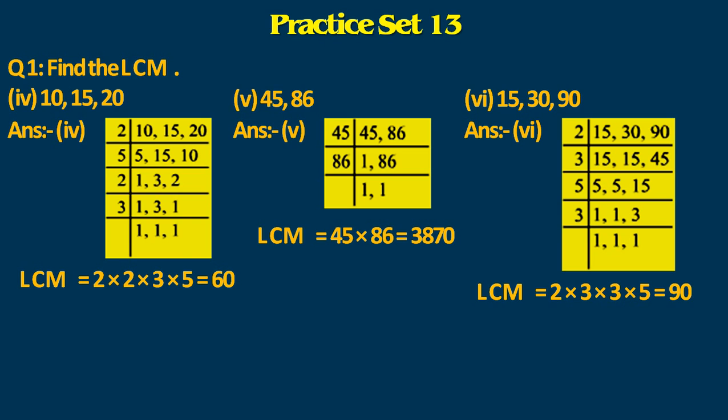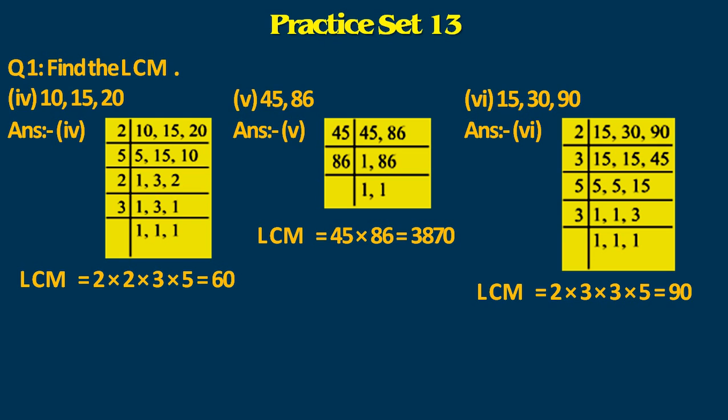1, 3 and 2. Nothing is common. So 2 1s are 2. 3 you will take it down. Again only 3. So 3 1s are 3. Now at the end of the sum you have got 1. So the LCM now will be 2 multiplied by 5 multiplied by 2 multiplied by 3. So 2 2s are 4. 4 3s are 12. 12 5s are 60.